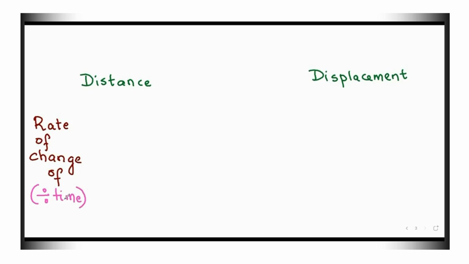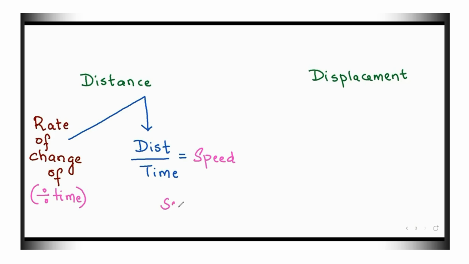So, rate of change of distance. What do we call that as? It is distance divided by time. And distance divided by time is another physical quantity. We call that as speed. As it is distance divided by time, speed is a scalar quantity. And speed, SI unit will be meter per second.